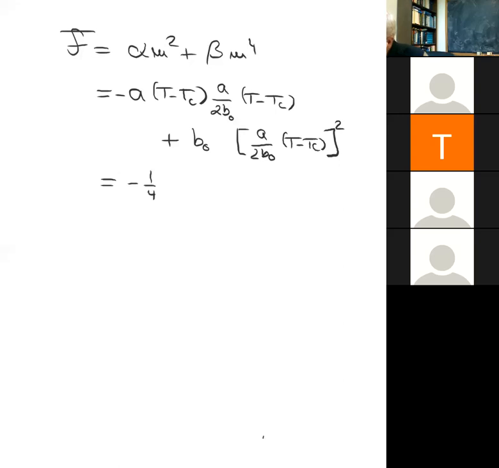So this is minus a quarter a squared over b naught times t minus tc squared. Okay. And this is really only the case. So we only get a non-trivial solution below Tc. So this is the result for T less than Tc. For T bigger than Tc, the magnetization is just 0. And so the free energy is just 0.